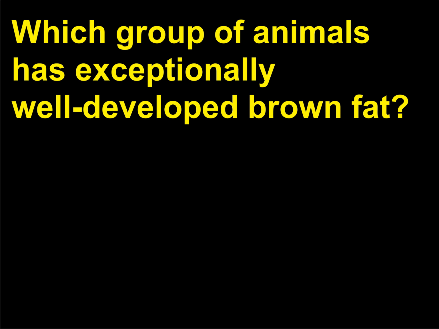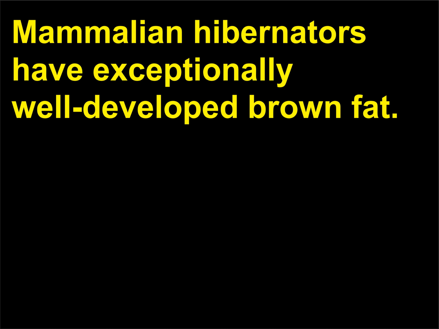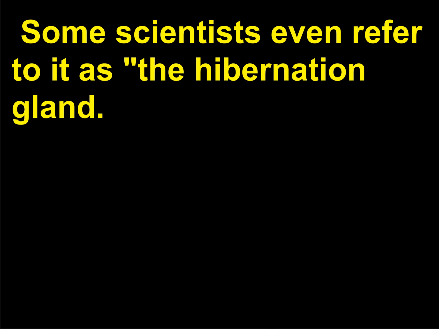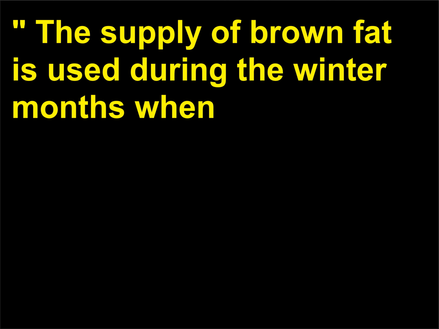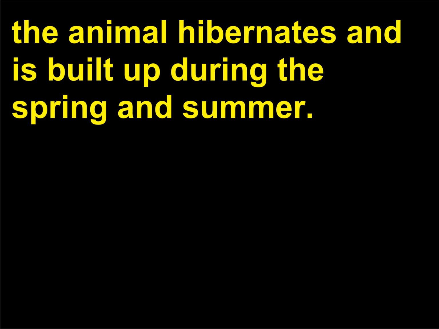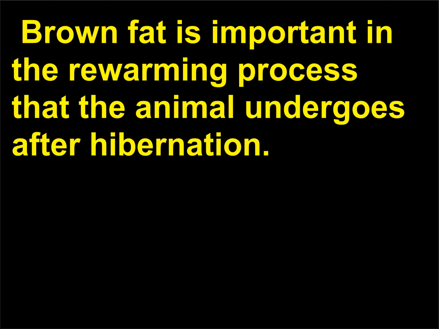Which group of animals has exceptionally well-developed brown fat? Mammalian hibernators have exceptionally well-developed brown fat. Some scientists even refer to it as the hibernation gland. The supply of brown fat is used during the winter months when the animal hibernates and is built up during the spring and summer. Brown fat is important in the rewarming process that the animal undergoes after hibernation.